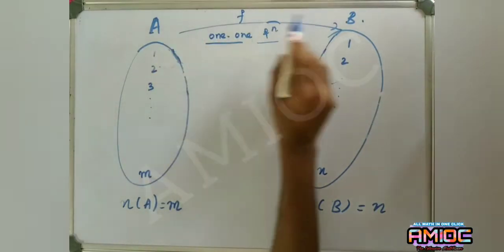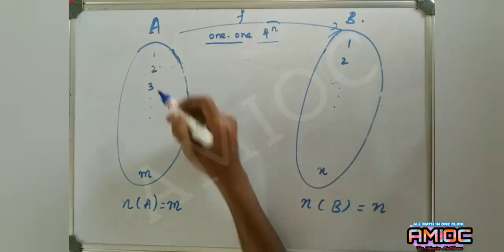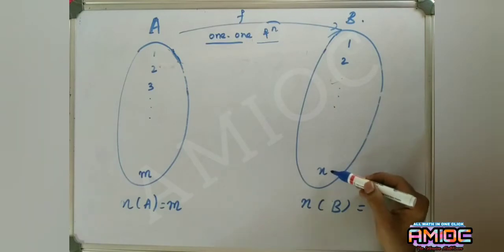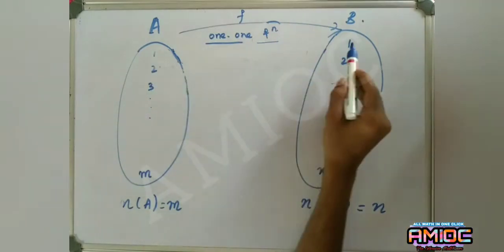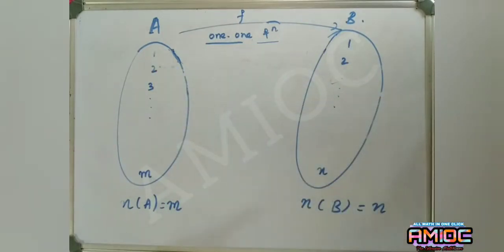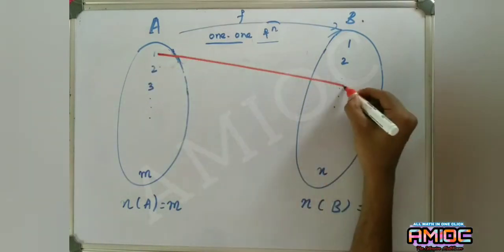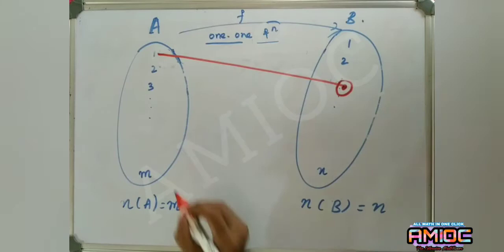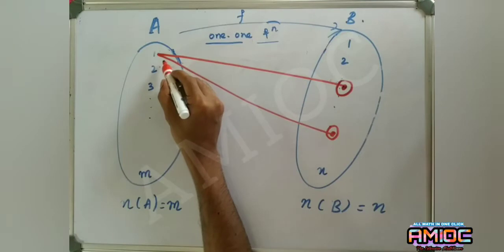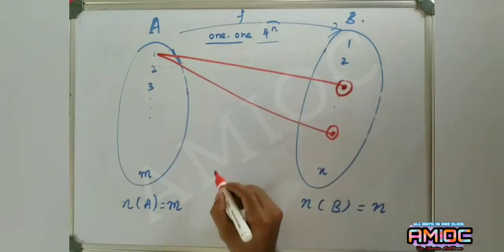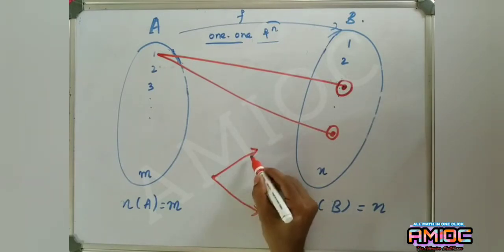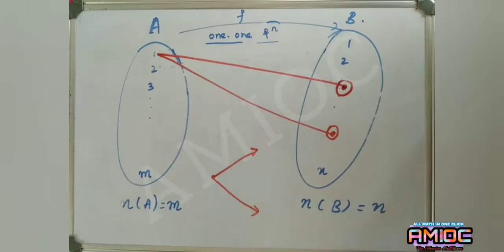A function from A to B is a relation such that every element of A has a unique image in the set B. That means if 1 is mapped to some element, then 1 cannot be mapped to any other element. If we plot the arrow diagram of a function, this type of arrows does not arise. If there is this type of arrows, then that will not be a function.